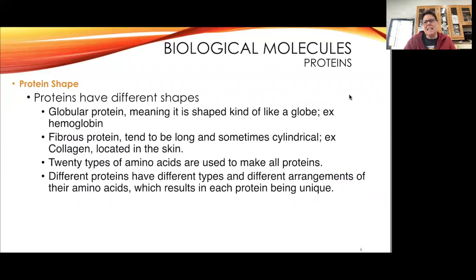We have fibrous proteins that tend to be long and cylindrical, like collagen, which helps hold your skin together. We have 20 different types of amino acids that are used to make all these proteins. And these different proteins have different arrangements of their amino acids. Because of the way those amino acids are put together, each protein is very unique.